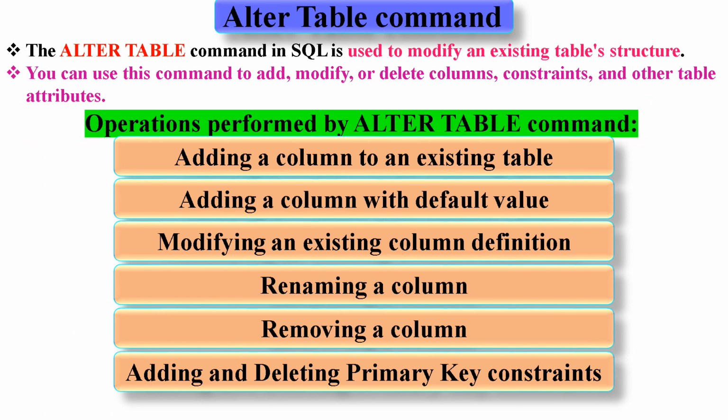Let's learn about the alter table command. The alter table command in SQL is used to modify an existing table's structure. You can use this command to add, modify, or delete columns, constraints, and other table attributes. The operations performed by the alter table command are adding a column to an existing table, adding a column with default value, modifying an existing column definition, renaming a column, removing a column, and adding and deleting primary key constraints. Let's see one by one in detail.